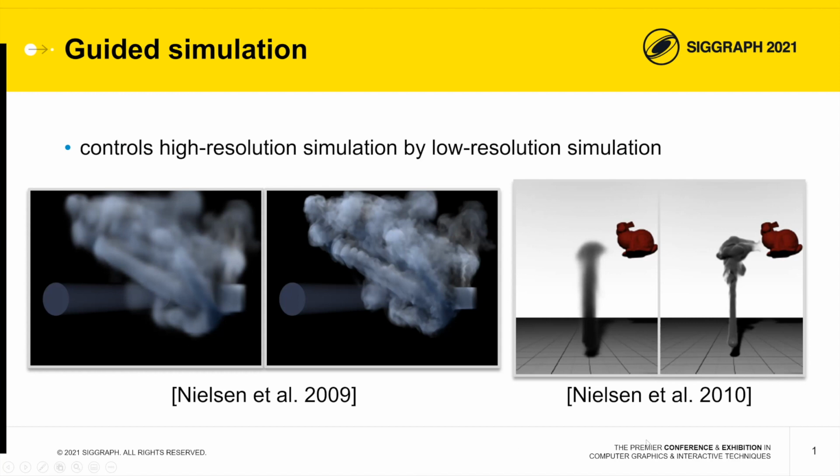And the guided simulator uses the low resolution velocity field, this one and this one, as input, and synthesizes high resolution small scale details as shown in this picture. If you compare this one and this one, the overall motion looks similar, but the high resolution details are successfully generated. So this method is very useful, and very convenient, particularly for the production environment. However, the problem is the computational cost.